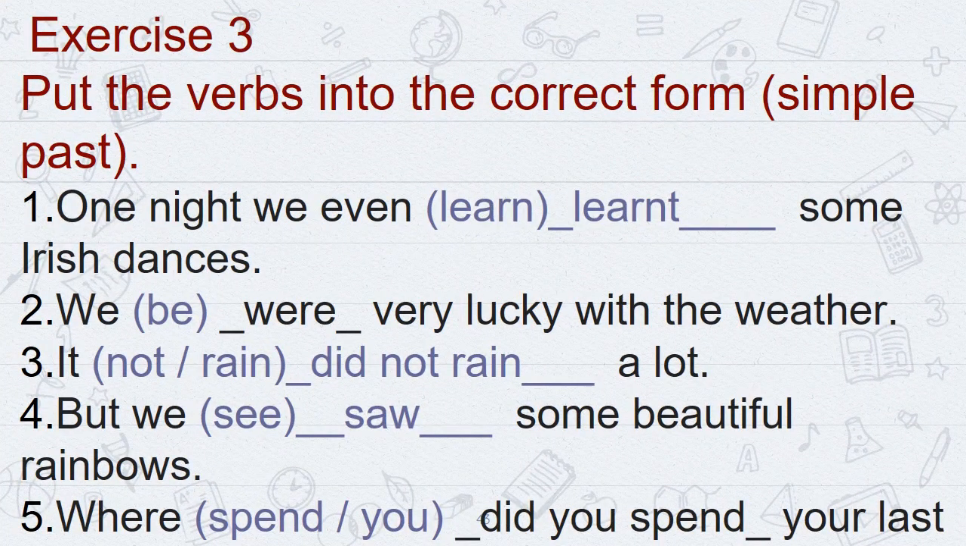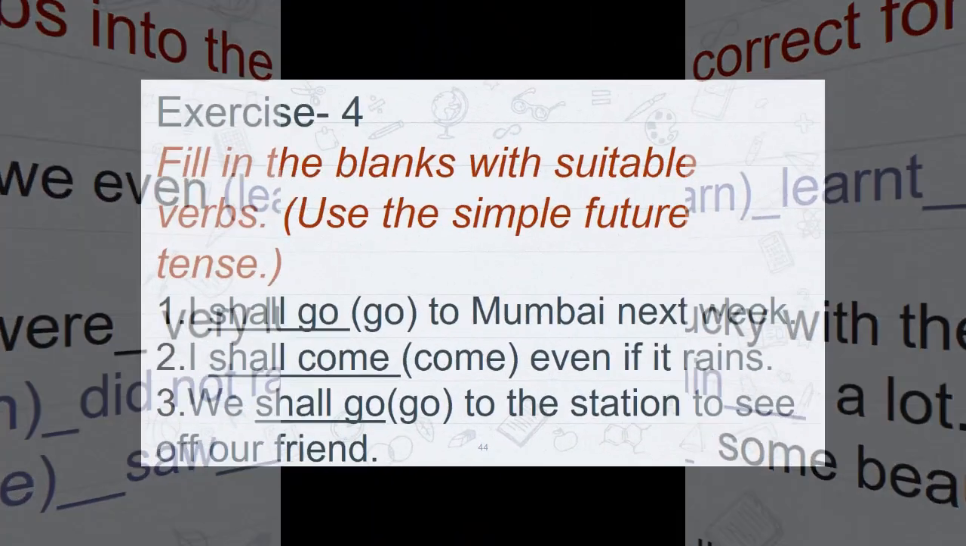Exercise 3. Put the verbs into the correct form of simple past. One night we even learned some Irish dances. We were very lucky with the weather. It did not rain a lot, but we saw some beautiful rainbows. Where did you spend your last day?